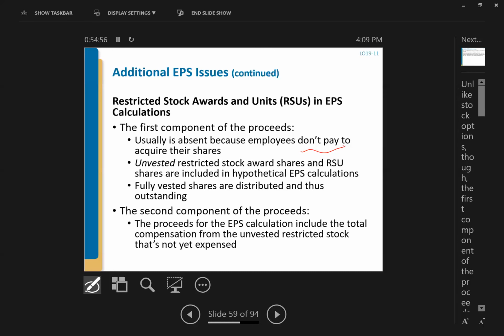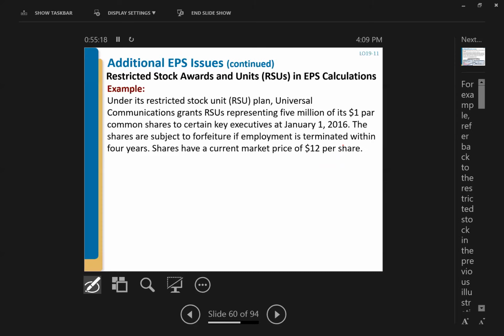The second component, proceeds from the earnings per share calculation, includes the total compensation, all right? So if they've been reducing it, we spread this compensation over the 4 periods, right? And so for this last period, they have that reduction in their net income. So that's what they're addressing.